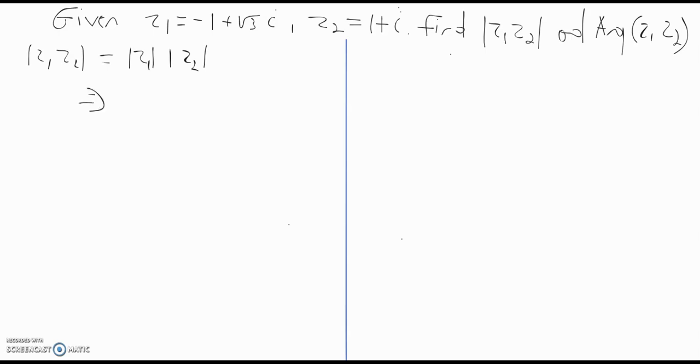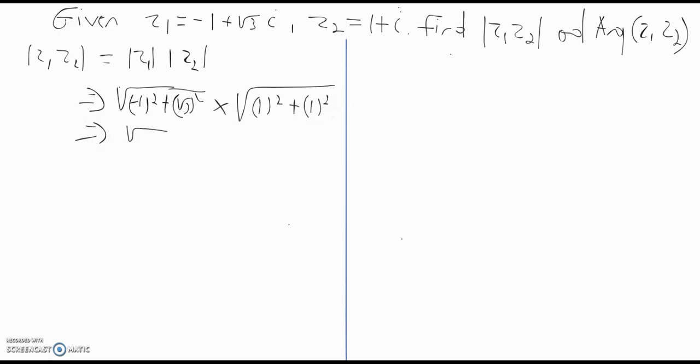And of course, my previous video shows you how to get the modulus. For z1, it will be the square root of -1 squared plus root 3 squared, times, for z2, the square root of 1 squared plus 1 squared. This is going to break down to give me the square root of 1 squared plus root 3 squared, which is 4, times the square root of 2. This is going to be 2 root 2.